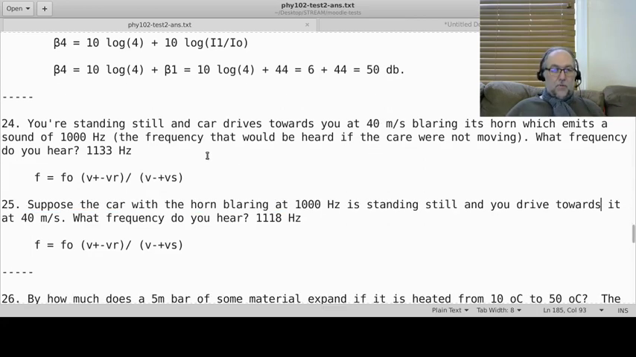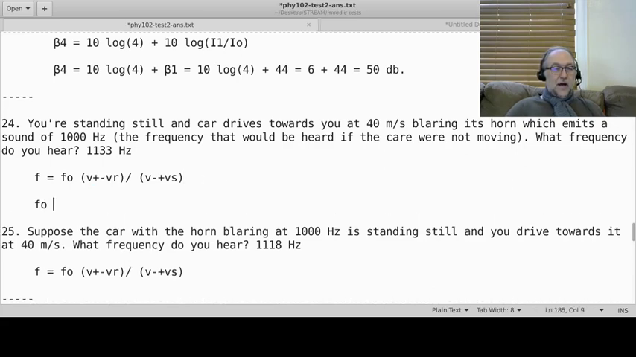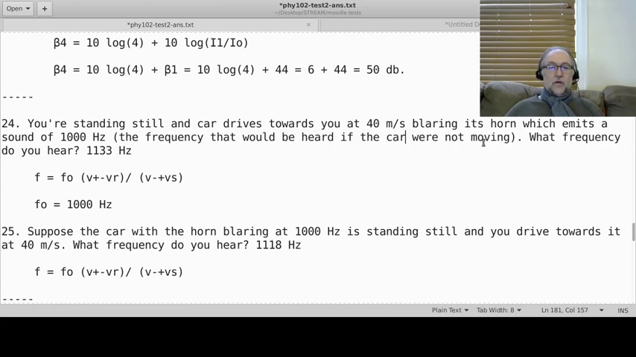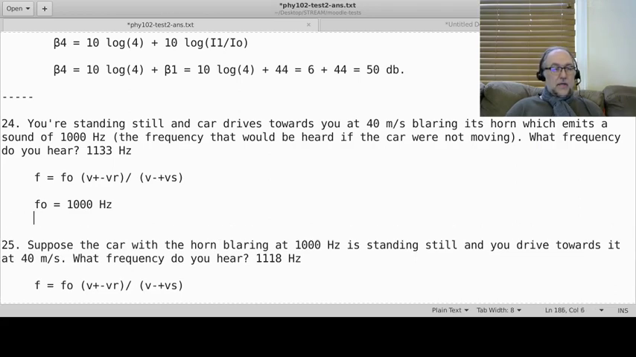Now, for both of these, you use this formula here. But you've got to be careful because you have to know, do I want the plus or the minus? So let's work through that. First, this f naught is the frequency that you would hear if no one were moving. If there were no Doppler shift at all, then you would just get 1,000 hertz. And I even said that this is the frequency that would be heard if the car were not moving. So, 1,000 hertz.